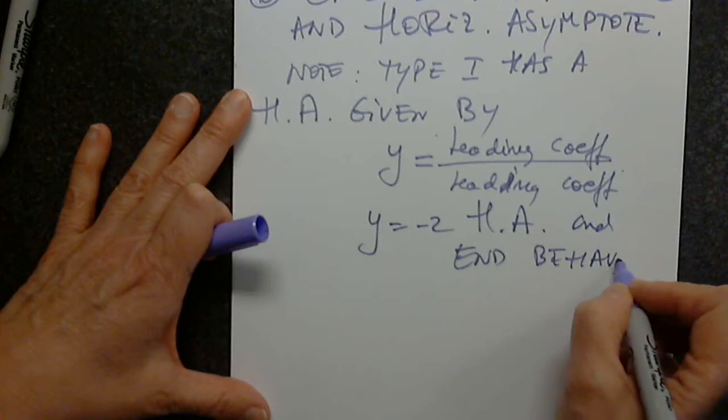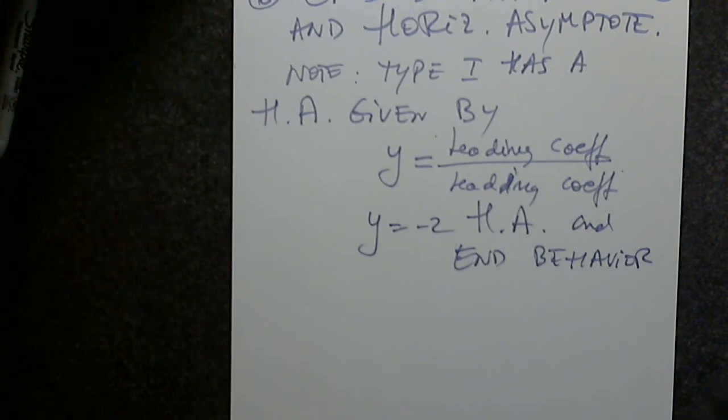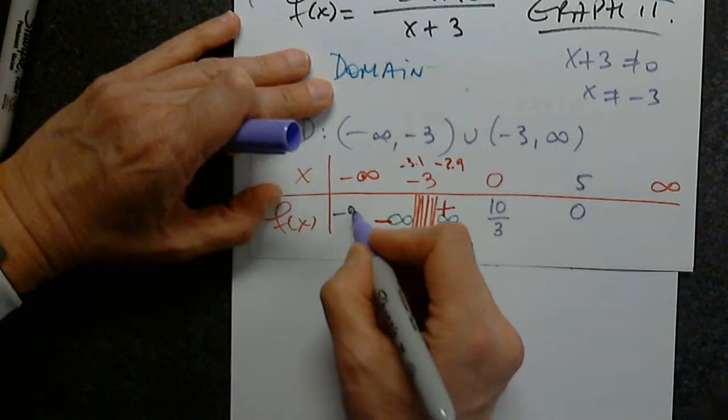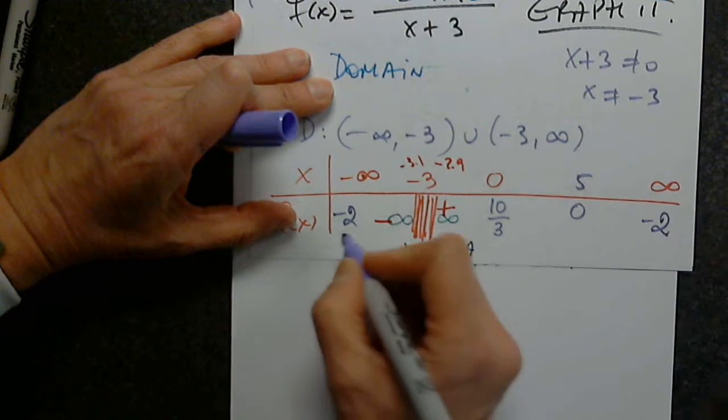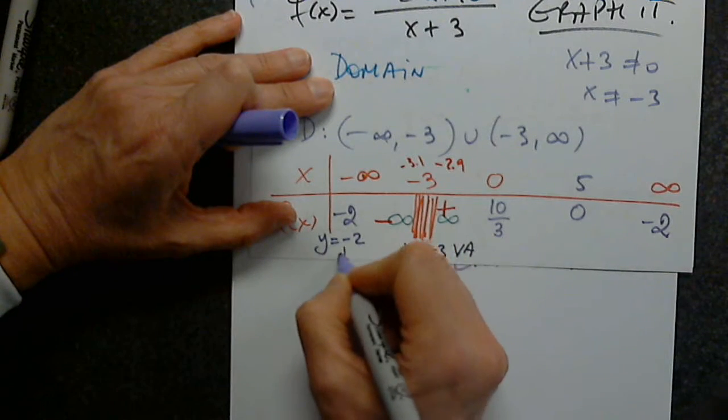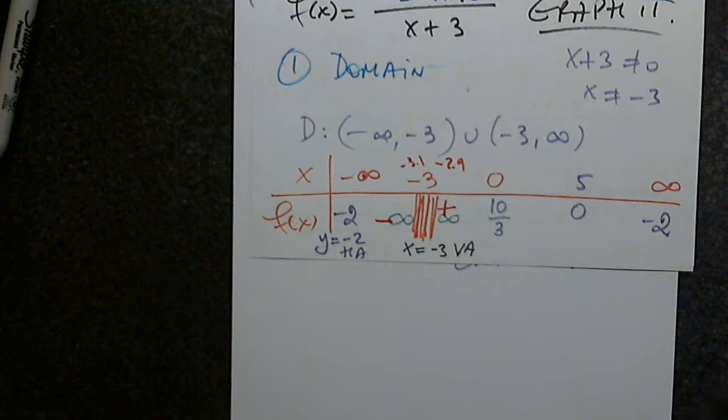End behavior: negative 2. I write myself a note. Y equals negative 2, horizontal asymptote. And I know you're going to say, oh, this is gibberish. What does this mean? Okay, here it is. We haven't even graphed it, but let me explain the table. Because all the information is in the table. I don't care about looking at anywhere else.